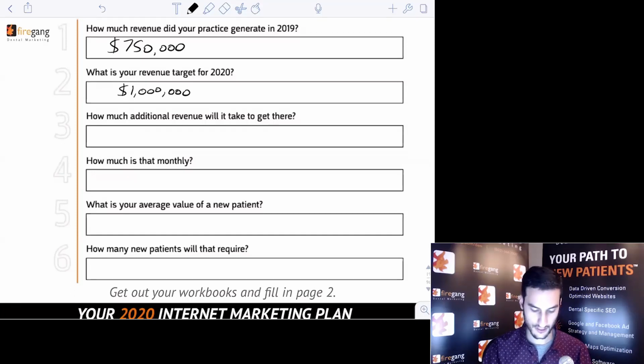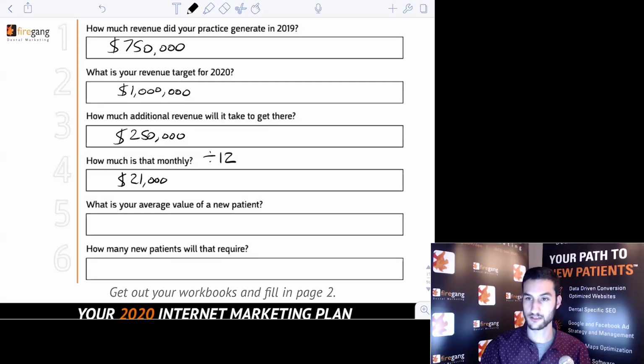So step 3, how much additional revenue is it going to take to get there? If we subtract the 2, we know that we're going to need to add an additional 250,000 in revenue in order to get there. So let's break that down further. That's our annual goal, and that's great, but that's kind of hard to visualize on a day-to-day basis. So the next thing we'll look at is, how much is that going to be monthly? So let's take our additional revenue goal and divide that by 12 to get our monthly goal. In this case, our monthly goal is going to be to get an additional $21,000 in revenue each month added to the practice. Great. Okay.